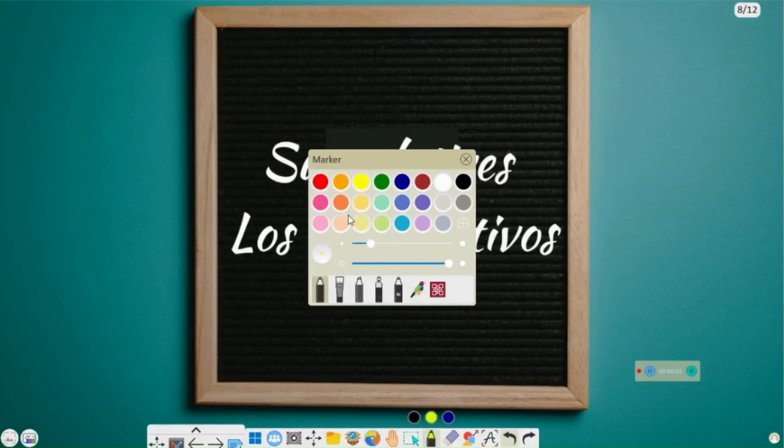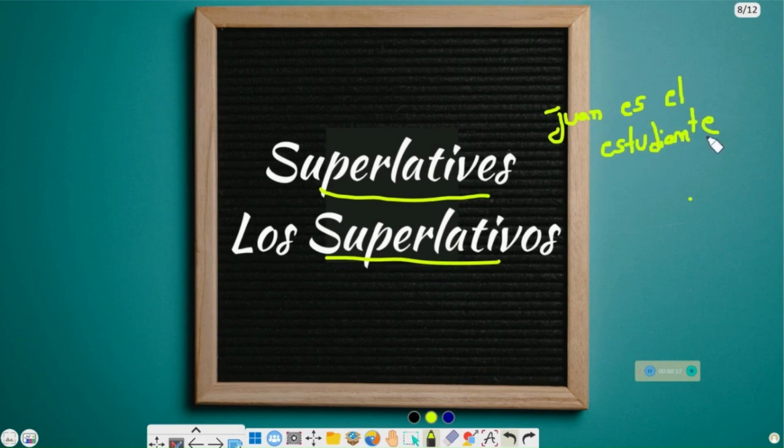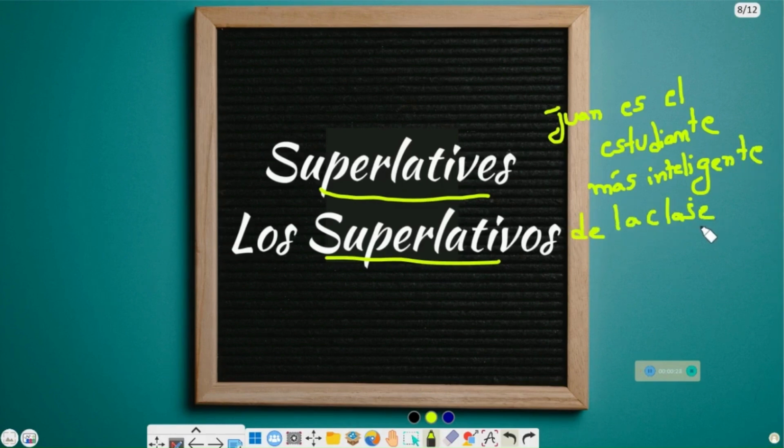Next, we have superlatives. Superlatives are used to express the highest degree of a quality or characteristic. For example, Juan es el estudiante más inteligente de la clase. Juan es el estudiante más inteligente de la clase. Means Juan is the most intelligent student in the class.